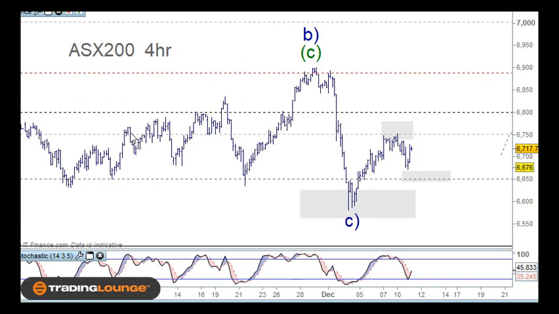So with the ASX here, I'm unsure about the bigger count, as I may have mentioned before. It's possible that we've got a B wave here and a C wave here.